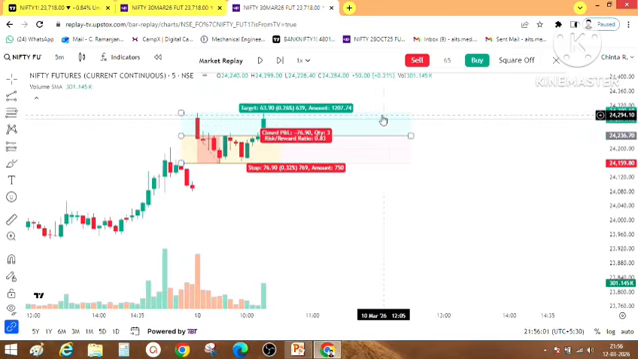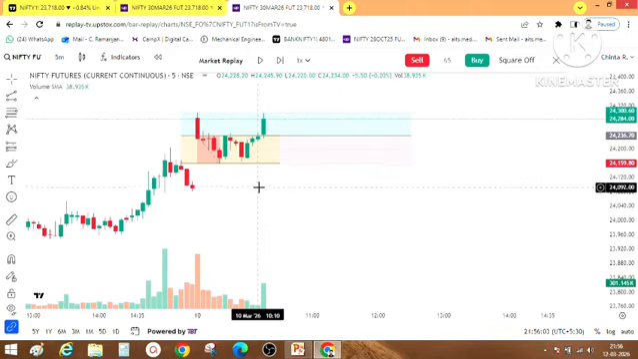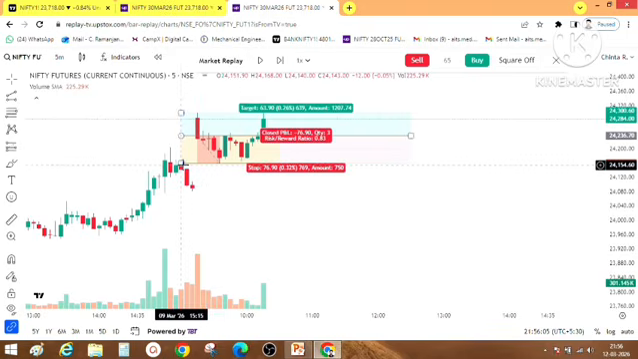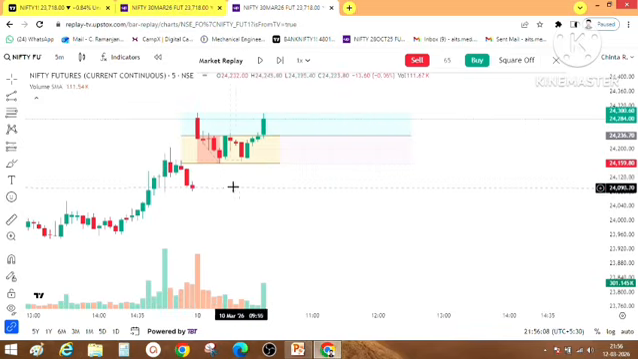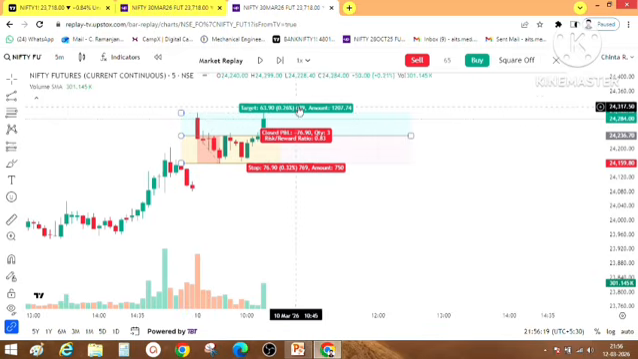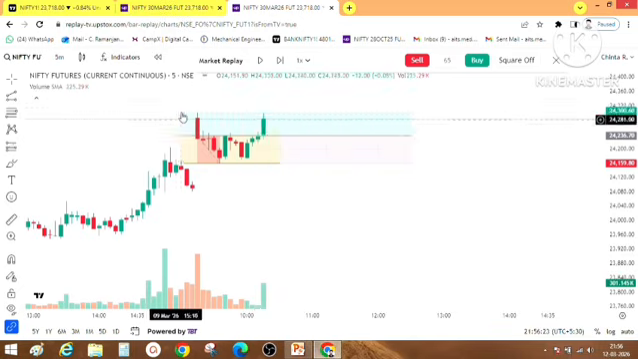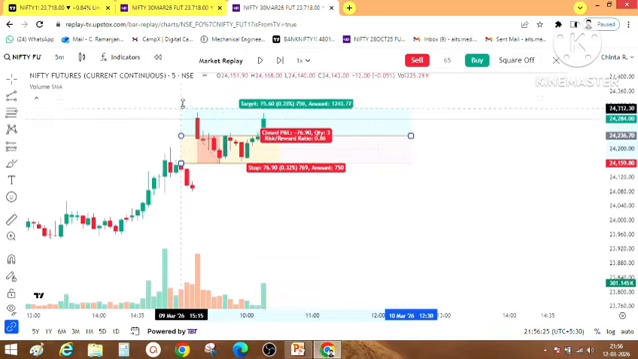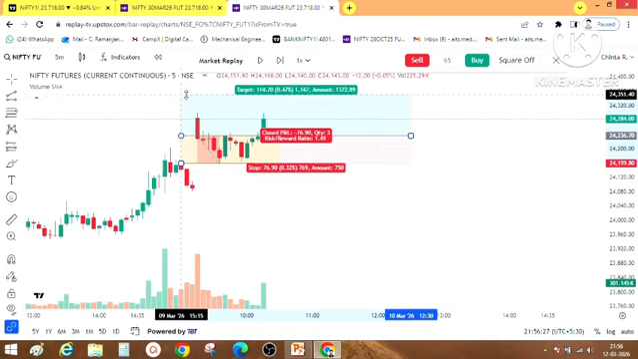Yes, the first target has been achieved, so one lot is booked, and for the second lot we need to wait for a risk reward of 1 is to 2. Even though it is moving with high volumes, we need to stick to our rules according to our stop loss. Now I am changing this target to 1 is to 2, so that the second lot will be moving towards 1 is to 2.